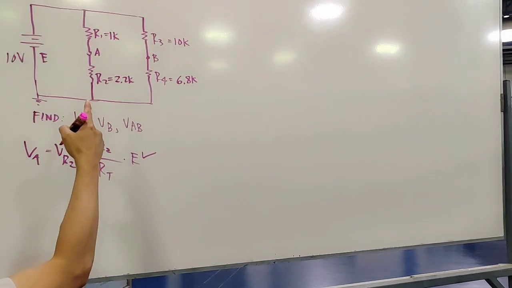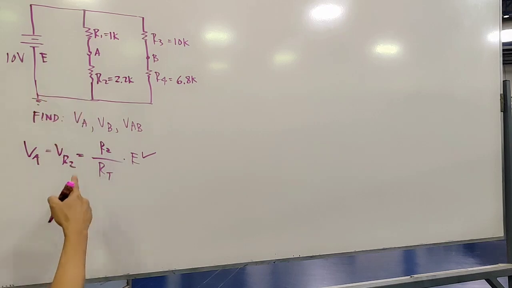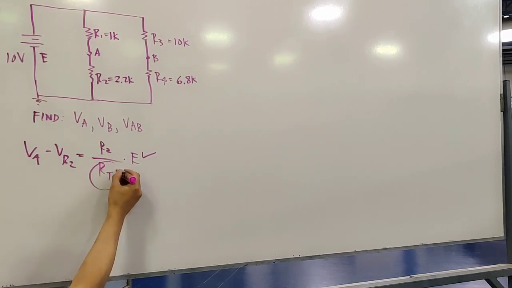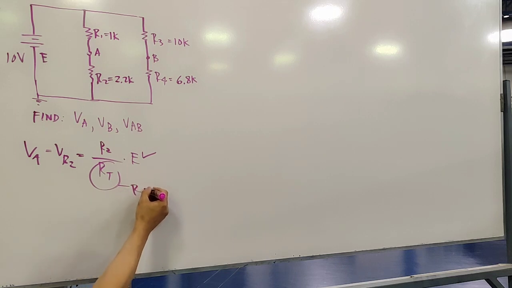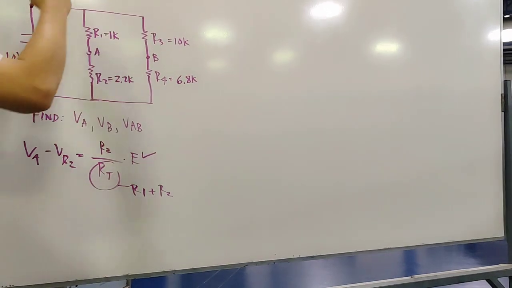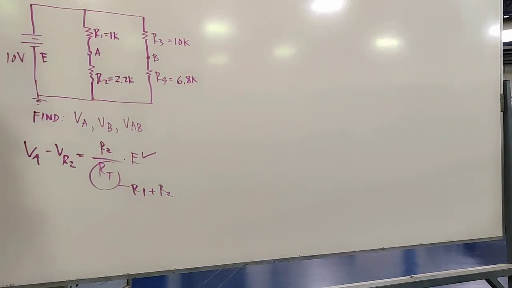It's very easy. Since we are applying the divider rule, the R total here is just equal to R1 plus R2, a series connection. But that one is R3 and R4.